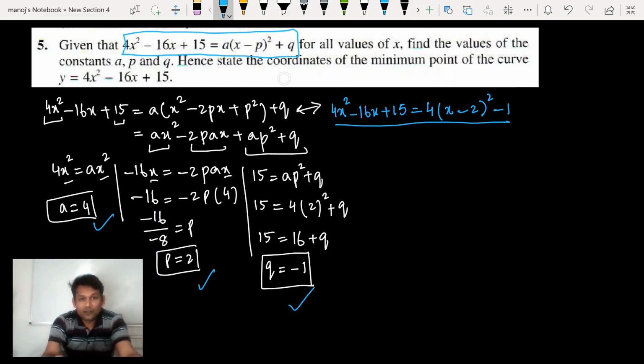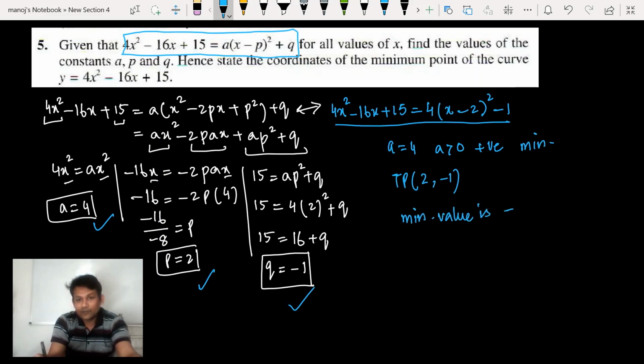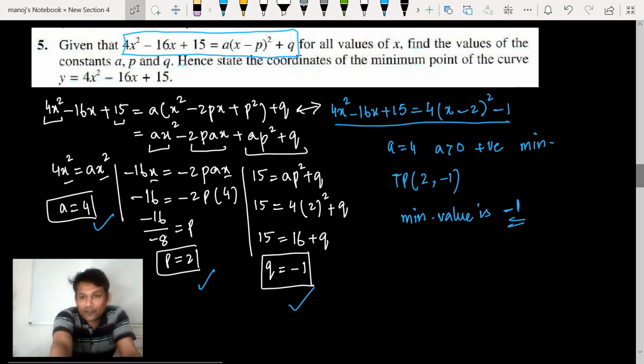Hence state the coordinates for the minimum point of the curve. Okay, minimum point, thank God we are not sketching the graph. As a is 4 and 4 is more than 0, it means positive. So when you're positive, you will be happy. Minimum point. So the minimum point, the turning point here, is 2 comma minus 1. So the minimum point value is minus 1, and we apply it. Thank God. Moving to the next part.